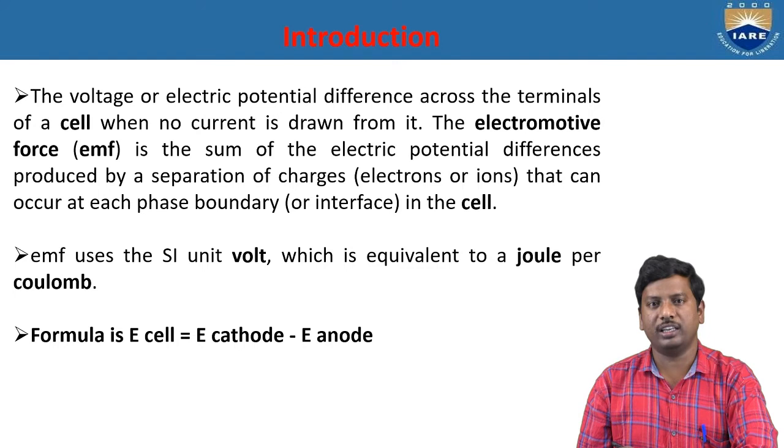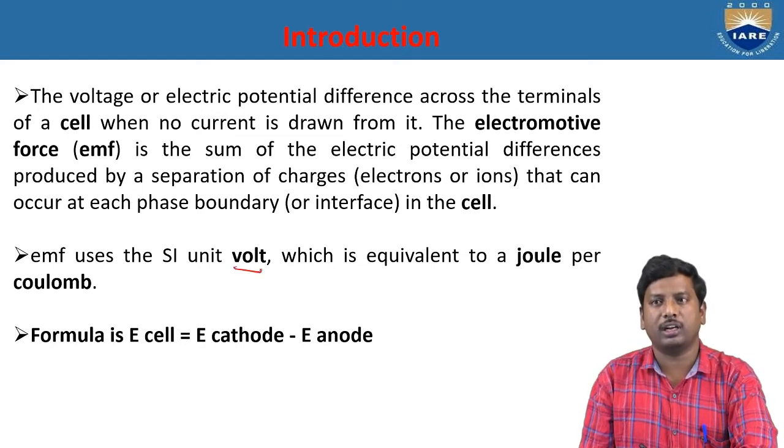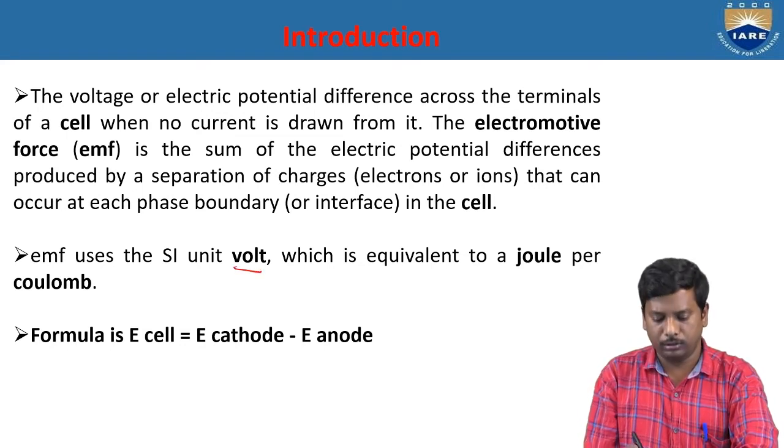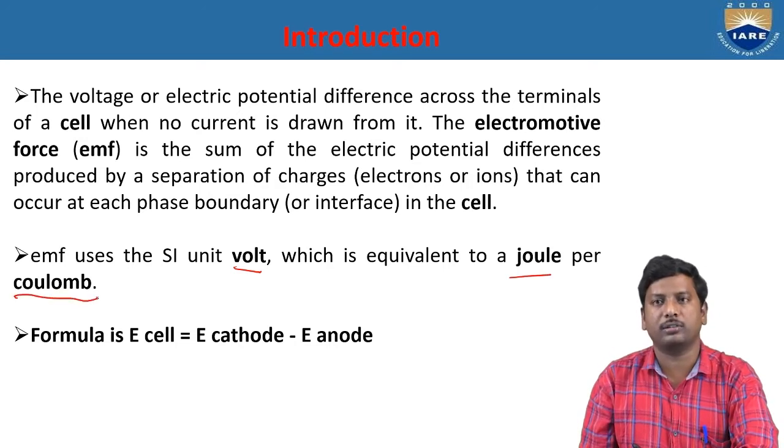Now we see what the units for the EMF of a cell are. EMF uses the SI unit, which is the volt, and a volt is equal to a joule per coulomb. That means there are two units, either volt or joule per coulomb.